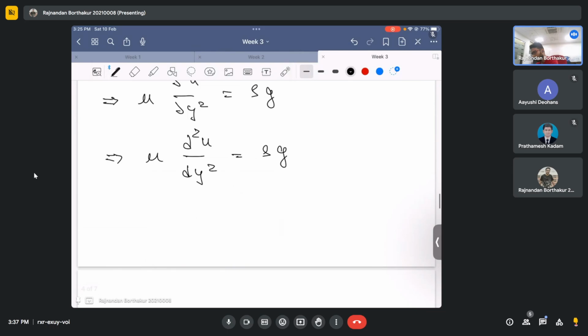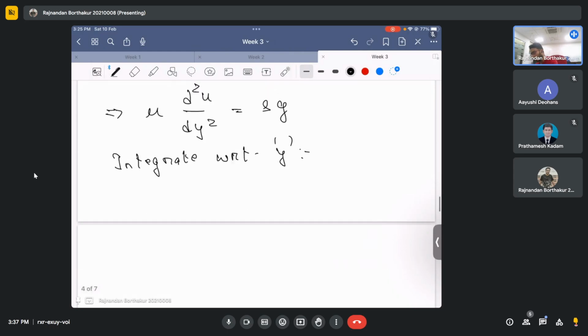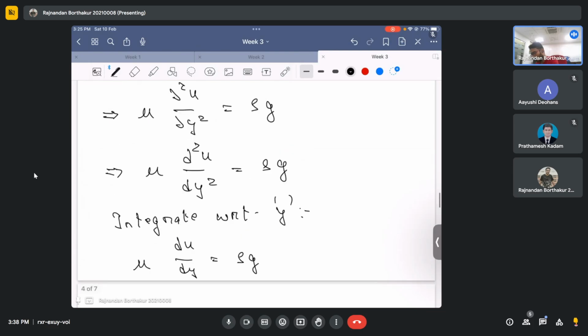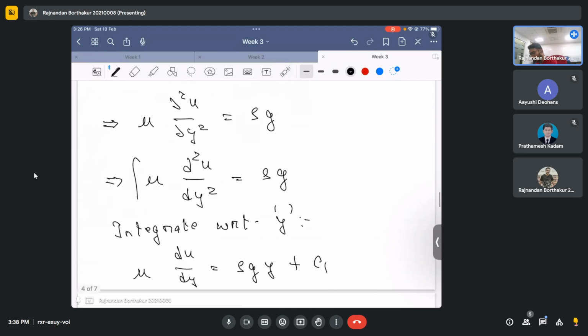So we'll just do that quickly. The next step is just integrating. We'll integrate with respect to y. And if we do that, it becomes mu times du by dy equals rho g. Okay, so it's mu times du by dy. This becomes rho g y plus c1, of course. That is simply because we are integrating this with respect to y.